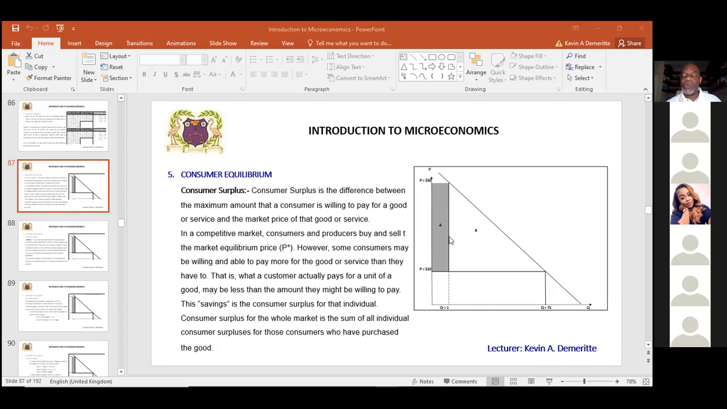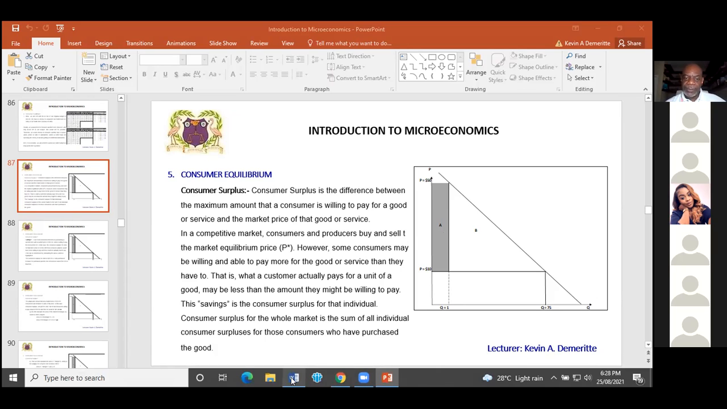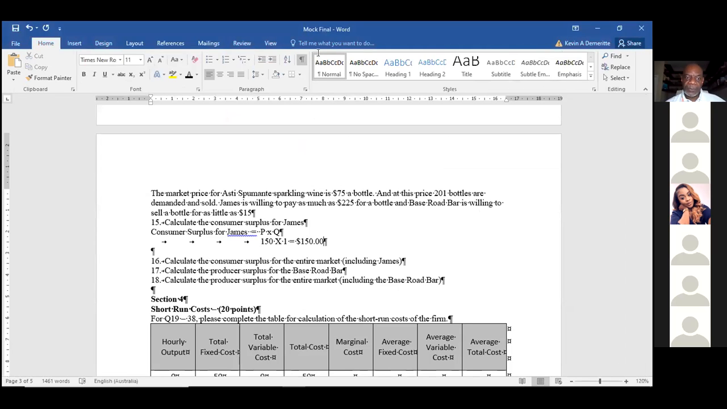This is when it's going to be important to make sure you read the question carefully and not read what you think the question is saying. So let's go back to the question, just to make sure. And if you notice, the question does in fact say, calculate the consumer surplus for the entire market, including James. So we already have James' piece.